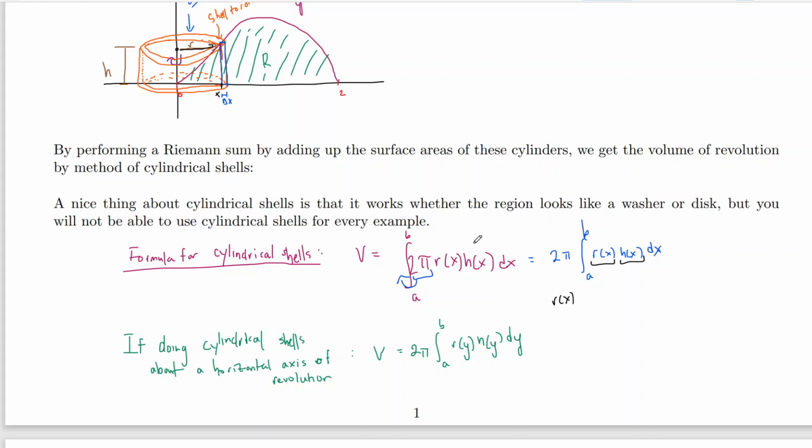But r of x, the way I like to think about it, r of x is the distance the slab, whatever we are rotating around, is away from the axis of rotation. And h of x, when you look at your slab, it's just the height of that slab.